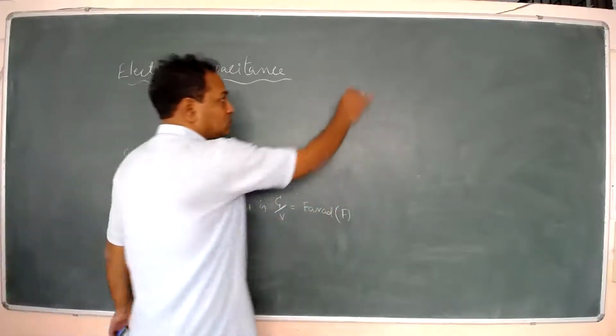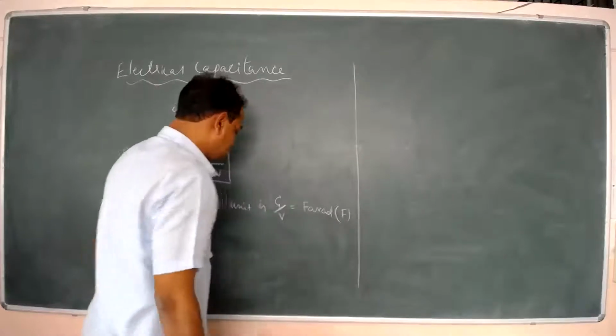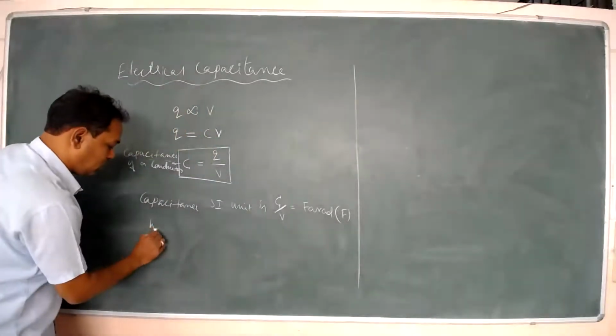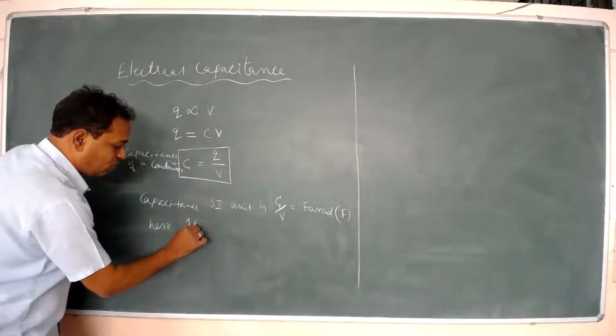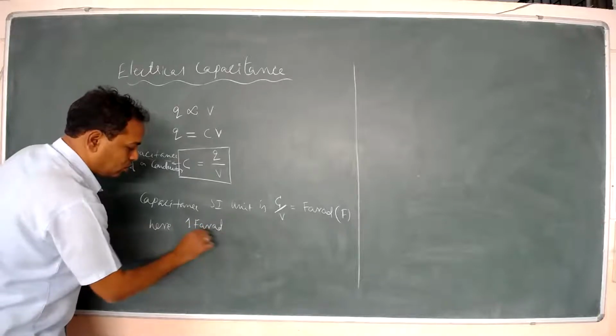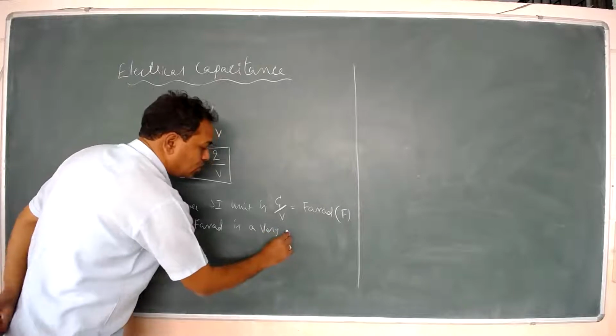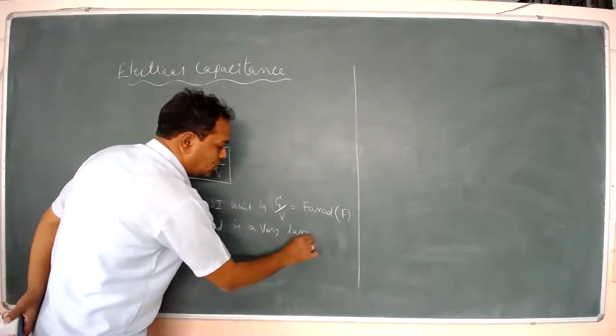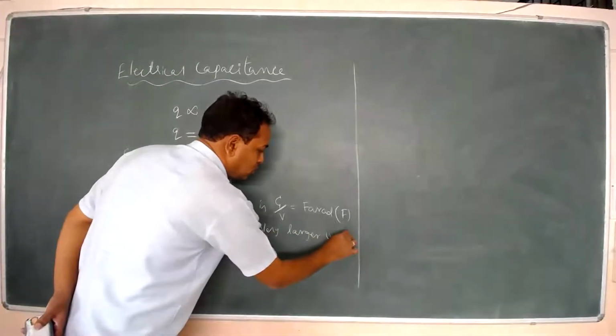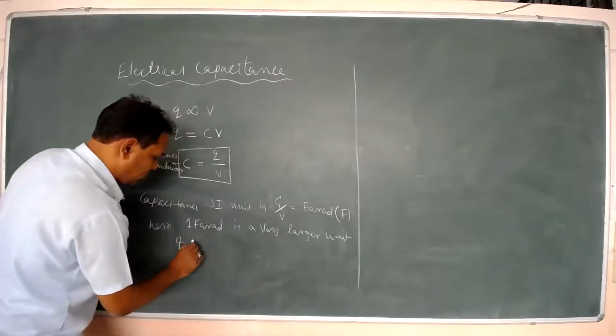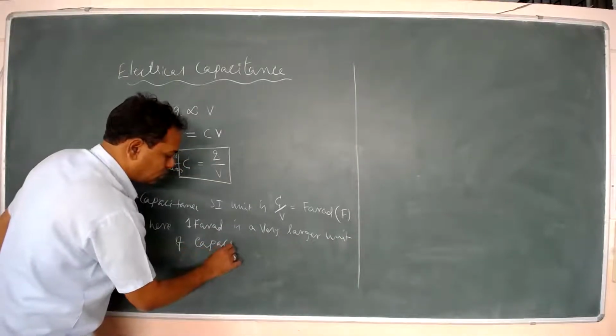So here, 1 farad is a very large unit of capacitance.